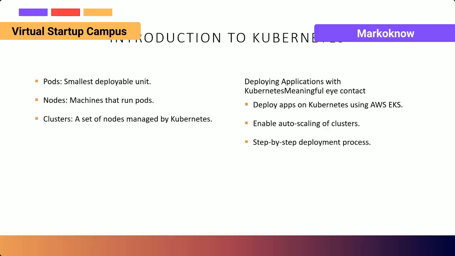Okay, and let's go through some of the basics of Kubernetes as well. Kubernetes has clusters that manage the nodes. The nodes are the machines that run the pods, and a pod is the smallest deployable unit. Then, deploying an application with Kubernetes: deploy the app on Kubernetes using AWS EKS, enabling auto scaling of the clusters, with a step by step deployment process.